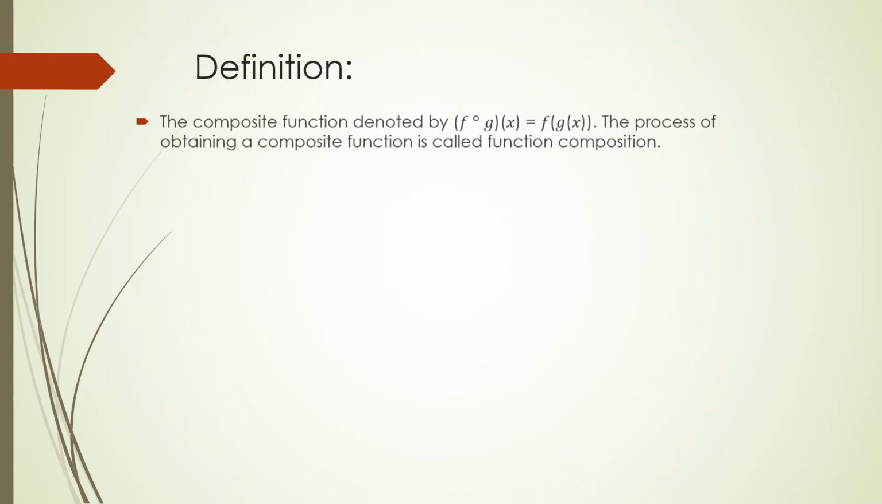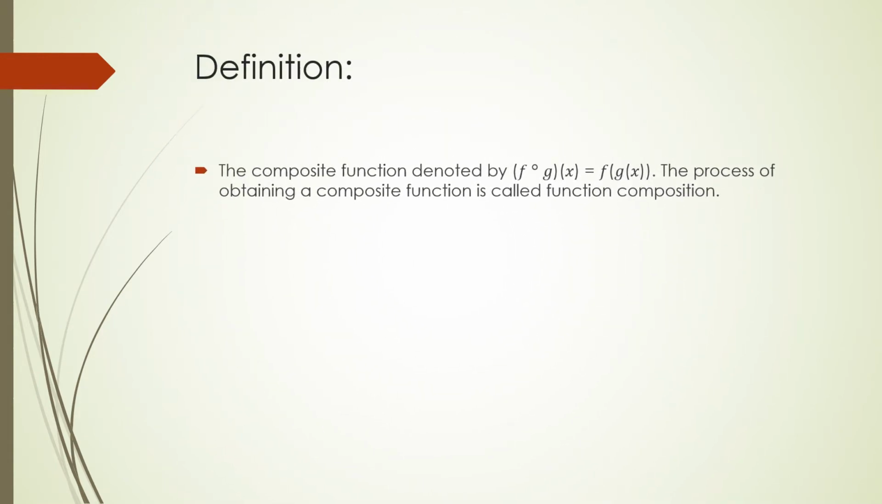Now, here is the definition. The composite function denoted by f, with the open circle symbol, g, is equal to f at g at x. The process of obtaining a composite function is called function composition.